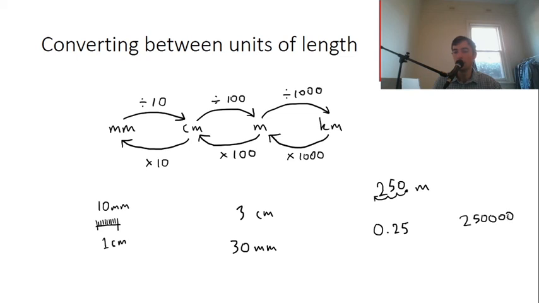If you accidentally move the decimal place to the right and you got 250,000 kilometers in 250 meters, you should be thinking, that's crazy. That doesn't make any sense at all. How can I have 250,000 kilometers in 250 meters? This answer makes much more sense. 0.25 kilometers in 250 meters. This seems like the same amount of distance, and it is.